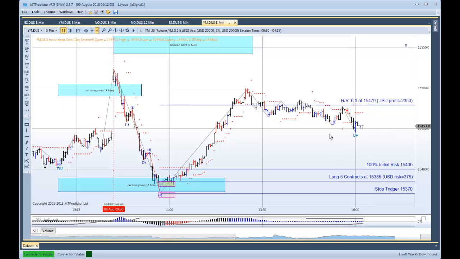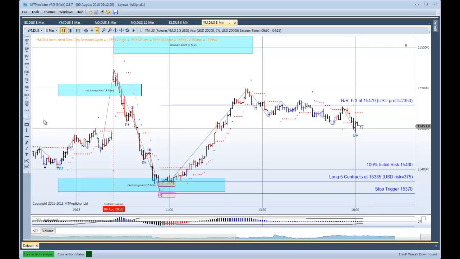Remember, MTPredictor is not just these automatic setups. This is only a very small part of the software. The true power of the software is when you go to the higher time frame and you start putting these higher time frame supports on. You then see how they combine with the minor pattern on the shorter time frame charts.